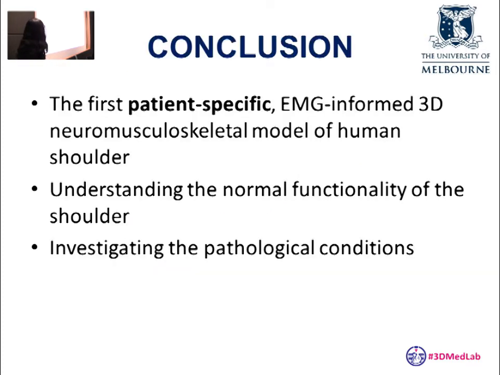To conclude, I should say this is the first patient-specific EMG-informed neuromusculoskeletal model of the human shoulder that we hopefully can use to get a better understanding of how a normal and healthy system works, and also to apply some special pathological conditions such as rotator cuff tears. For example, we can take some of the rotator cuff muscles off the model and study how it would affect the function of other muscles and the joint loads.